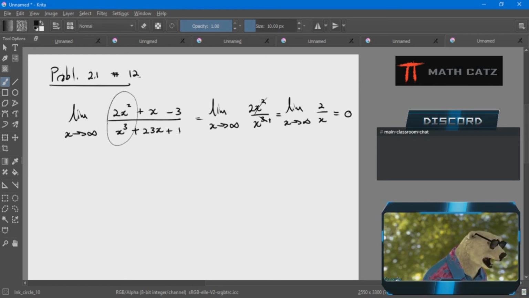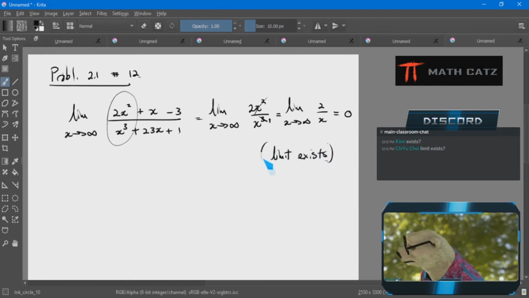That is my question to you. Exists or does not exist? 0 is a number, the limit exists. Sure, 0 is perhaps a special number, but it is a number, it is finite, the limit exists. Horizontal asymptote will be 0, all those things, they're all related, right? They're all related. The leading terms, because it's a rational function, I just need to look at the leading terms.